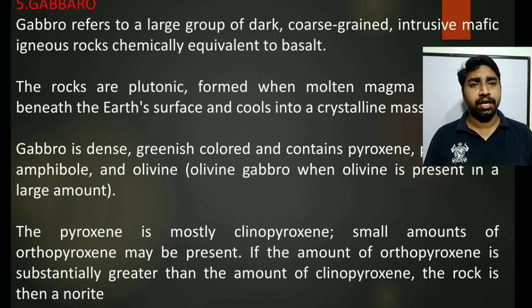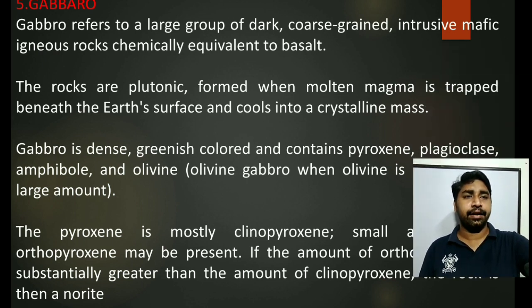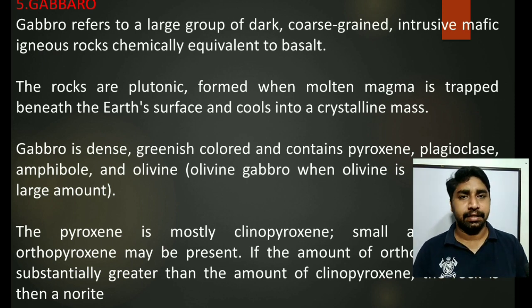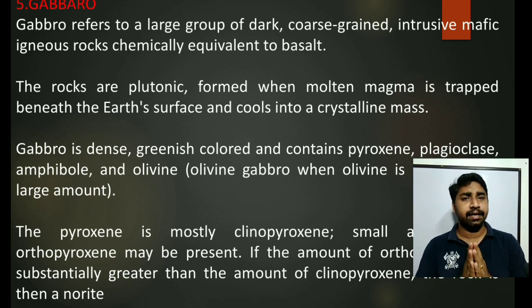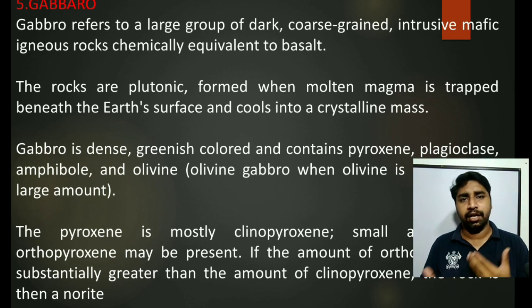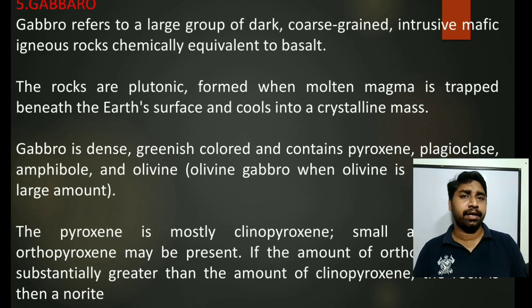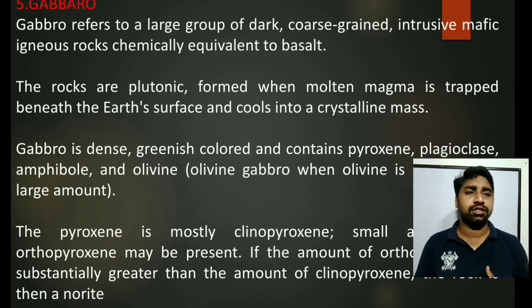So gabbro refers to a large group of dark, coarse-grained, intrusive, mafic igneous rock which is chemically equivalent to basalt. All these are similar varieties, but small differences will be there when compared to dolerite, or when compared to basalt, or when compared to gabbro. So it is a large group of dark coarse-grained intrusive mafic igneous rock.